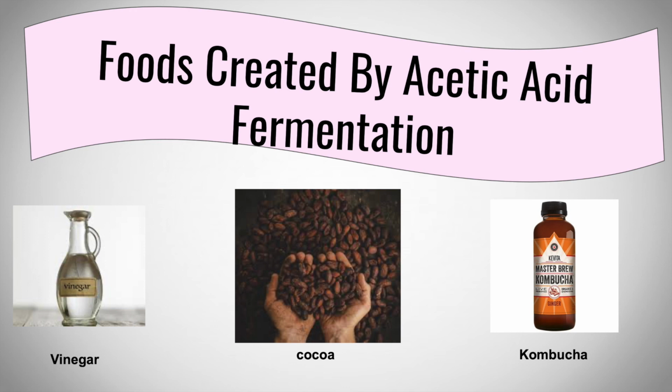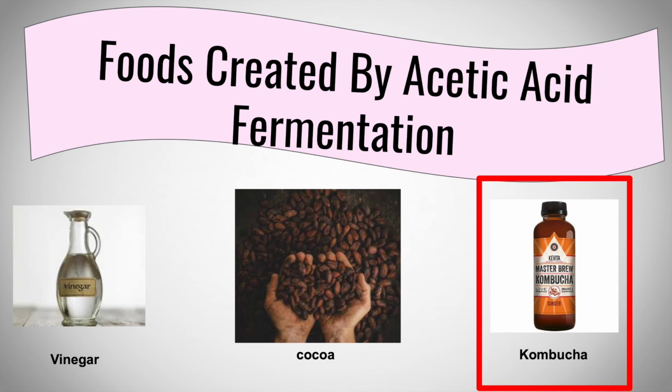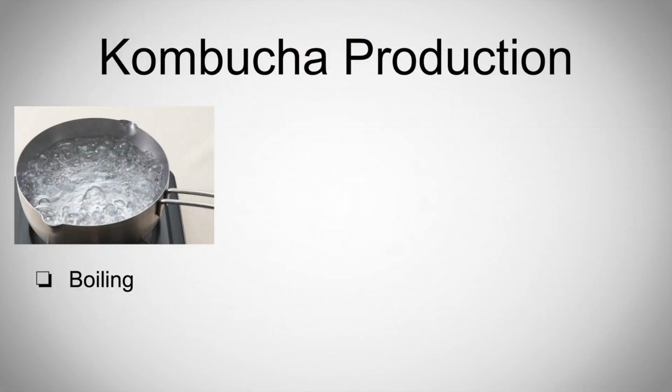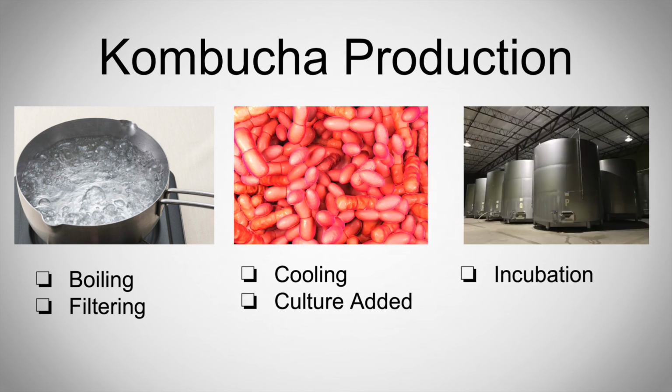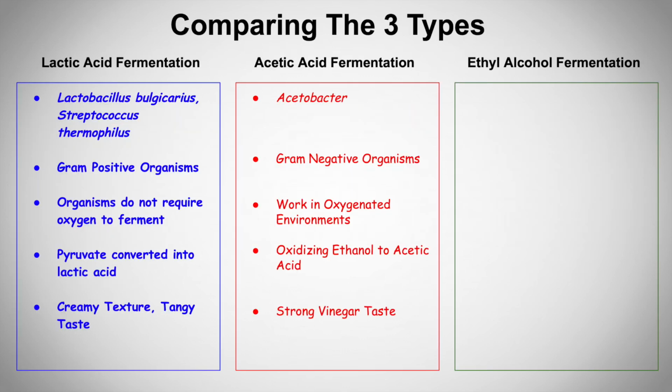Let's take a closer look at a specific food product that is made using this process. Kombucha is a great example of acetic acid fermentation. To make kombucha, we first start by boiling water, sugar, and tea leaves. Once filtered and cooled to room temperature, the acetic acid culture is added. The mixture is incubated for 2 weeks at 20 degrees Celsius. The beverage is filtered and stored in capped bottles. Similar to kombucha, acetic acid is associated with a strong vinegar taste.